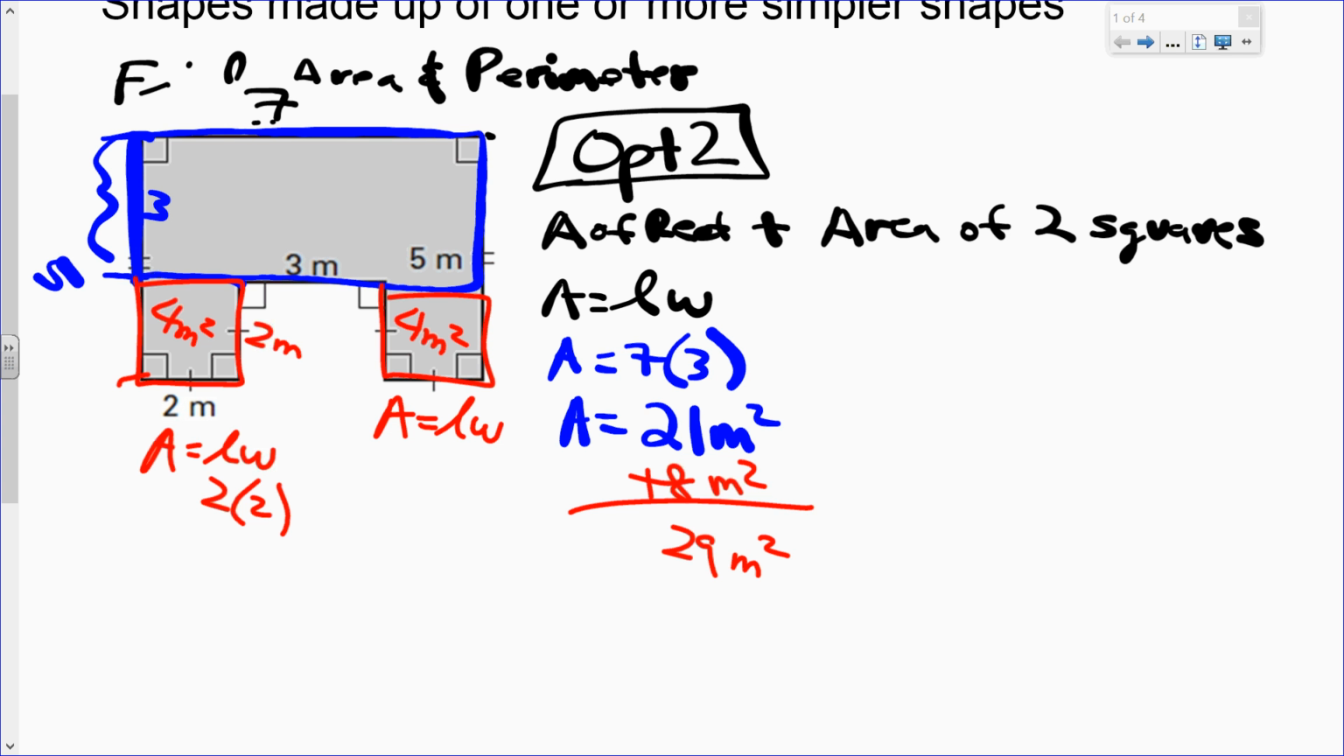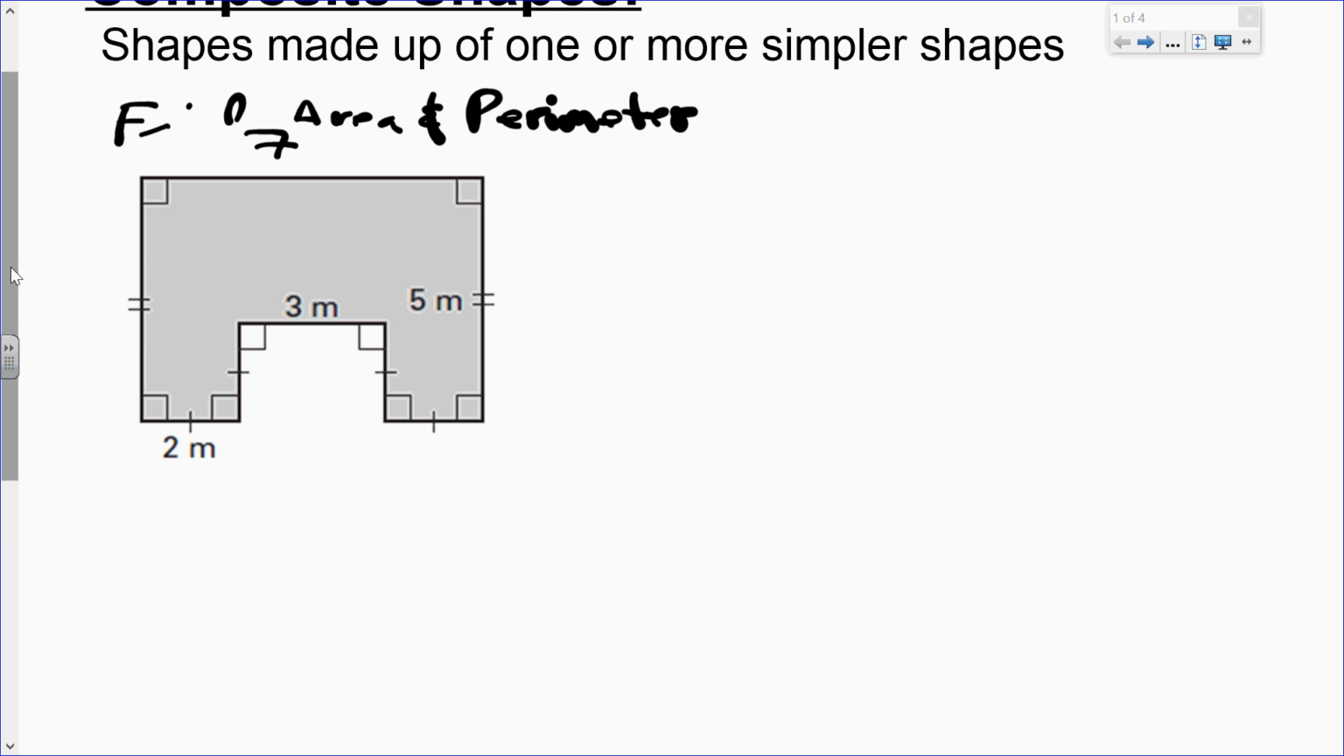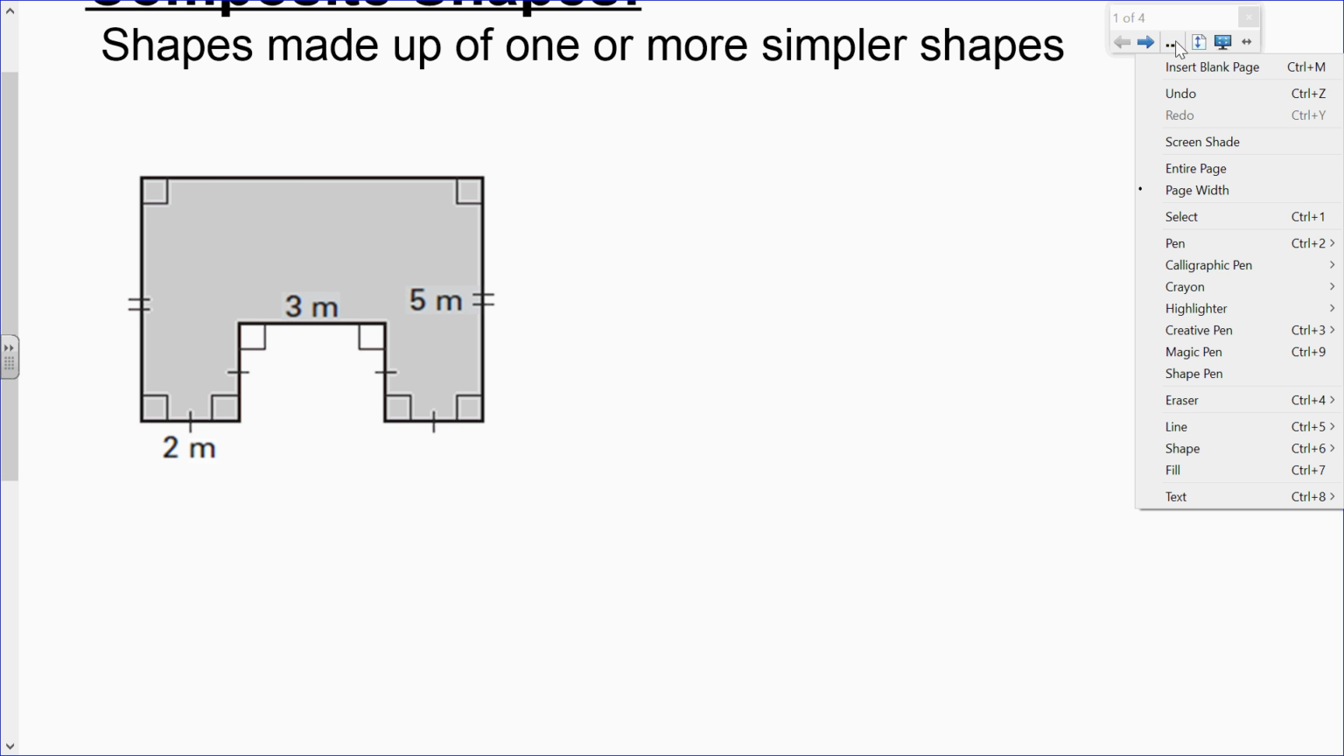Hold on. Let me just do the perimeter real quick. There we go. How about perimeter now? So we're still on this example 1. Perimeter. Let's add up all the sides now for perimeter.